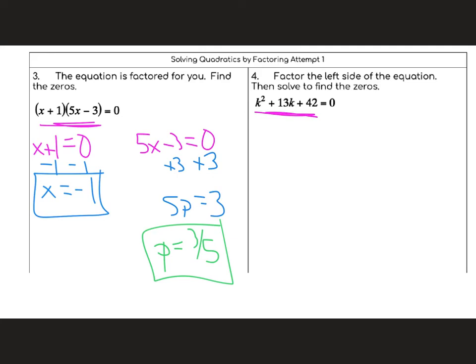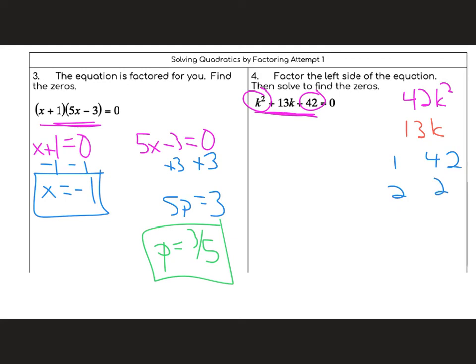Now this one's not already factored, so I got to do some more work. So I have to multiply a and c, so that's 42k squared. And then I need to write down b. b is 13k. So I need to write down things that multiply to 42. I feel like I already did this.